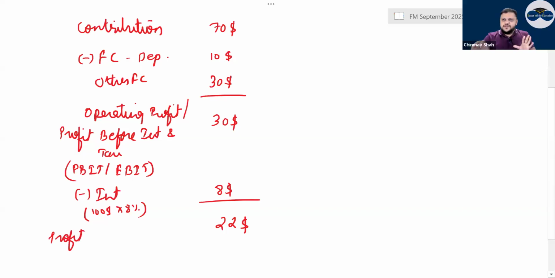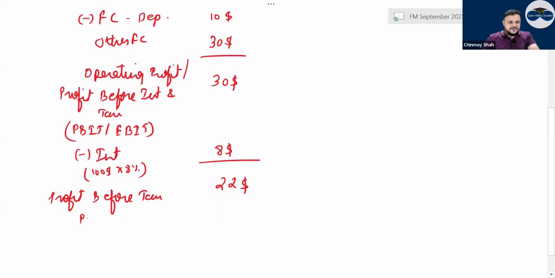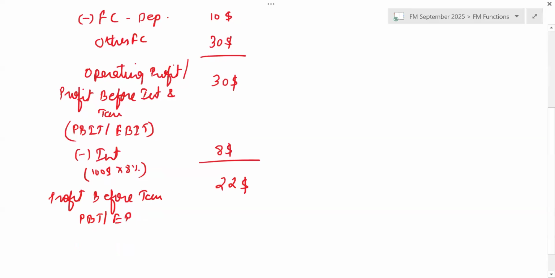Sir, see, from the core business of making the bottle and selling the bottle, whatever money is left, first we will pay the interest on the loan we have taken to the bank. Bank will enjoy the interest. $22 of profit is left. This is nothing but profit before tax. Now sir, can I keep this in my pocket? No, no, no. Who will come first? PBT or EBT? Excuse me sir, EBT. Yes.